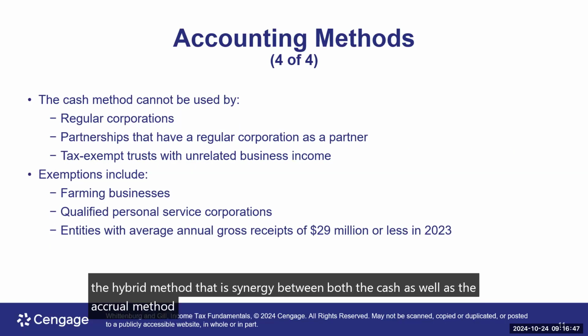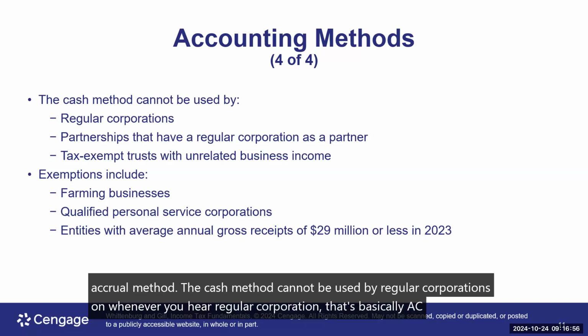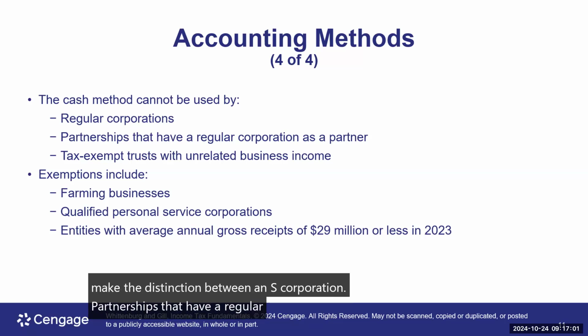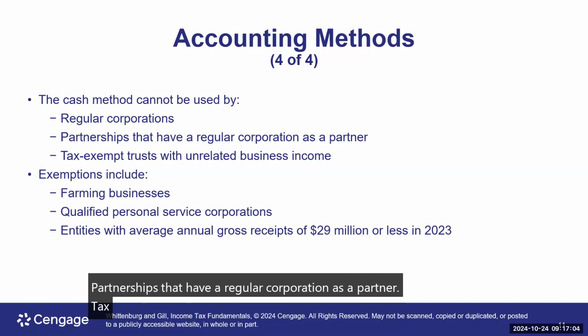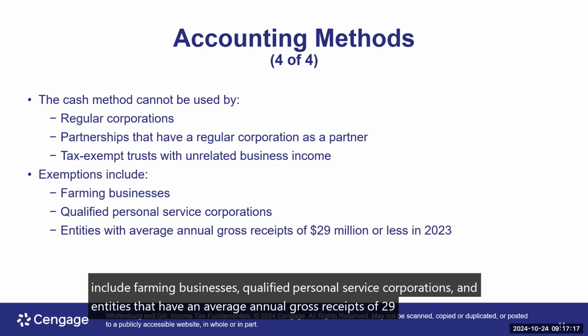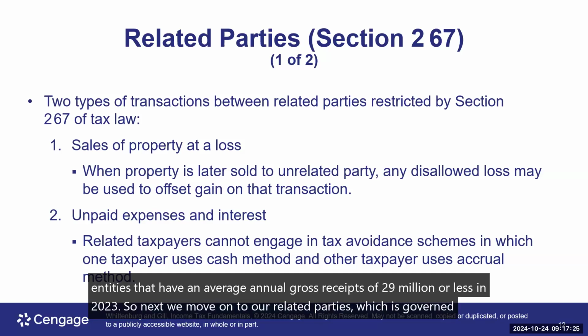The cash method cannot be used by regular corporations. Whenever you hear regular corporation, that's basically a C corporation, to make the distinction from an S corporation. It also cannot be used by partnerships that have a regular corporation as a partner, or tax-exempt trusts with unrelated business income. Some exemptions include farming businesses, qualified personal service corporations, and entities that have an average annual gross receipts of 29 million or less in 2023. So next we move on to related parties, which is governed by Section 267.